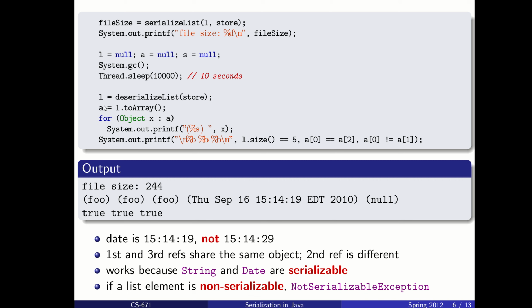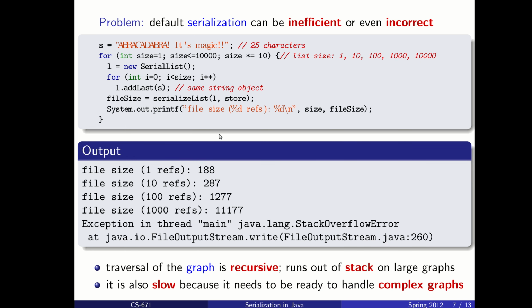If we tried to use the serialization methods and it was not a serializable list, then we would get a not serializable exception in Java. Oh, and this works because string and date are already serializable types. Many of the built-in types in Java are already serializable themselves, so you don't have to write any special version of string that's serializable. The problem, though, is that the default serialization that we used before can be inefficient, and sometimes it can even be incorrect.